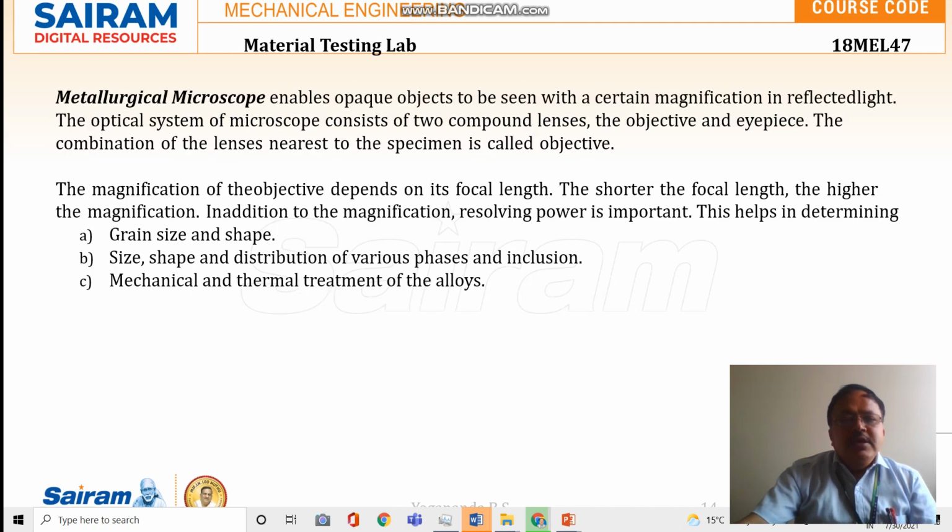So the metallurgical microscope will enable us to see opaque objects with a certain magnification. That is, the molecular arrangement will be magnified in the reflected light. The optical system of the microscope consists of two lenses, the objective lens and the eyepiece. The lens combination nearest to the specimen is called the objective.